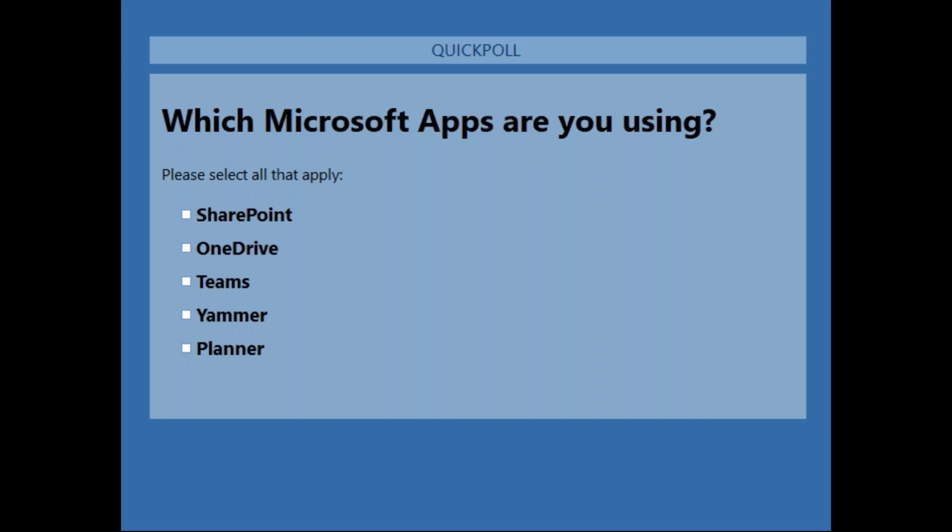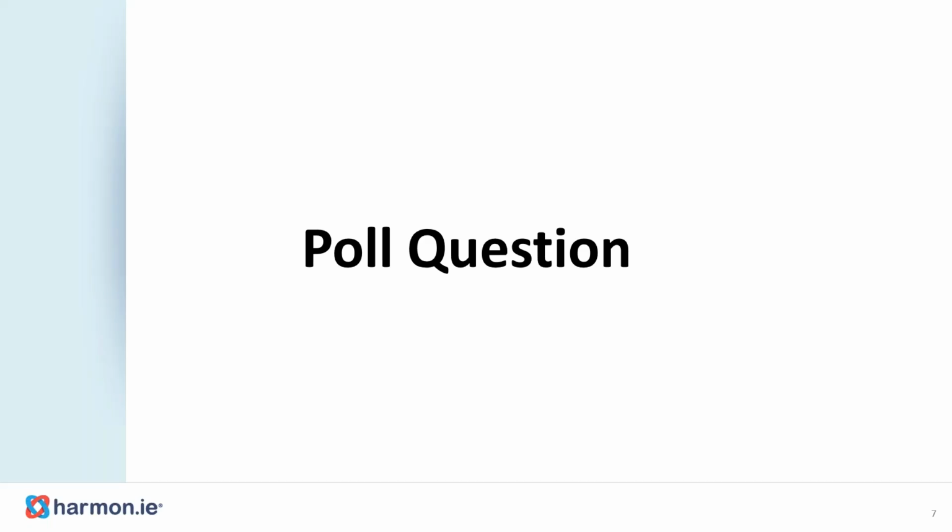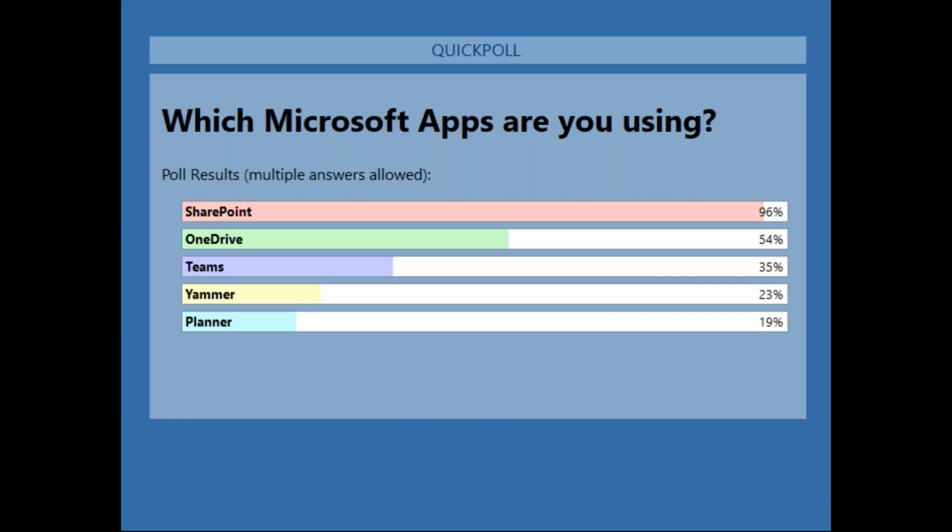All right. And Richard, let me show you the results so everyone can see. Okay, excellent. Thank you everyone for participating. So obviously the vast majority are using SharePoint. No surprise there, but there's a good proportion of people using OneDrive, and Teams, Yammer, and Planner somewhere a bit lower down. And I think that's fairly representative of most organizations that are trying to utilize some of the other apps and see where they can actually bring benefit to the end users.